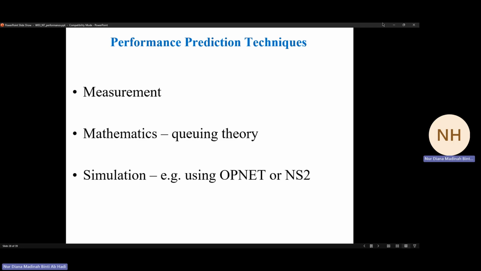So next, performance prediction techniques. You need to know the measurements. You need to use queuing theory. You need to perform some simulation, either using OPNET, NetSim, or other simulation tools. But in your latest project, which they already shared for your coursework, you need to use NetSim, where the access you need to request from UOG. NetSim is a licensed tool, it's not free, so you need to go and request the access.